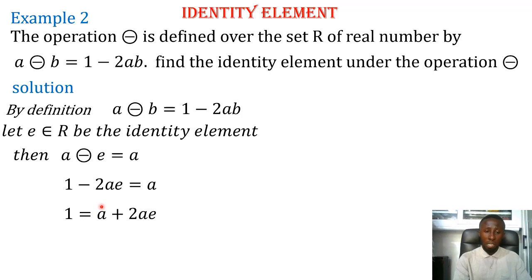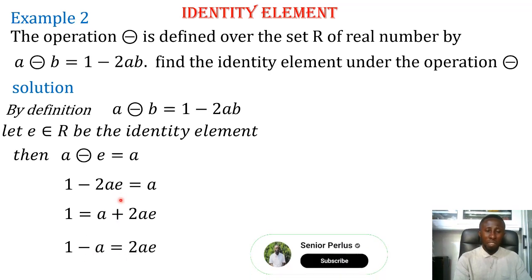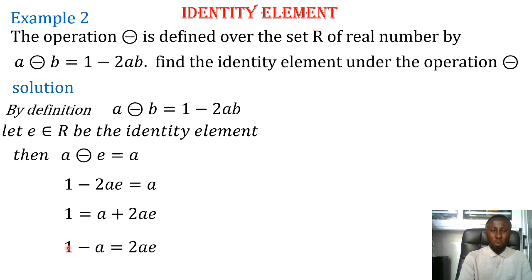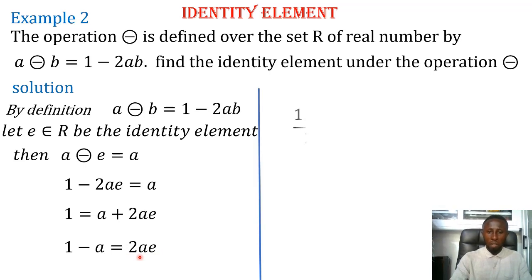We are looking for E, so we just make E the subject. Move the A here, or you subtract A on both sides. We want E, we are finding for E, that's the identity element. Okay, don't go and factorize. How do you find the E? Just move here. Now we can find E here. We should divide both sides by 2A so that we can find our E.